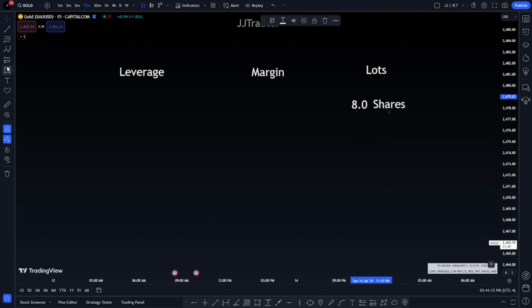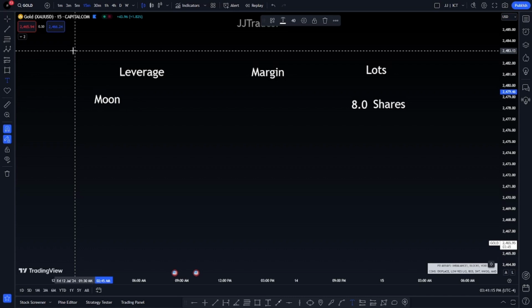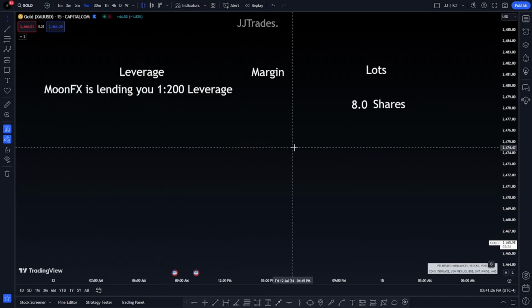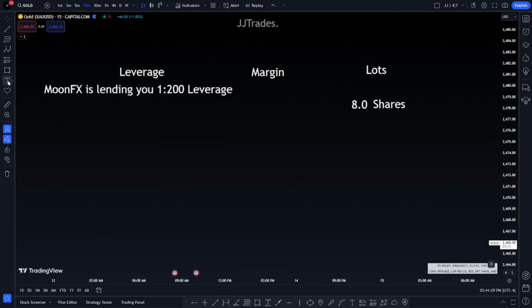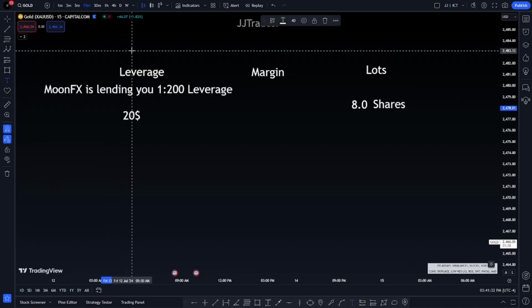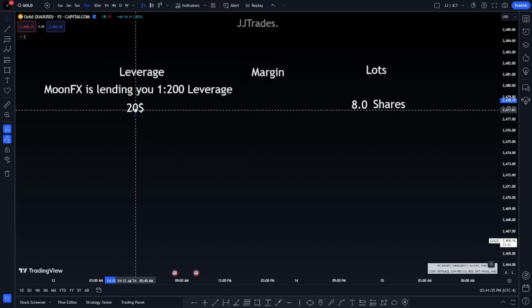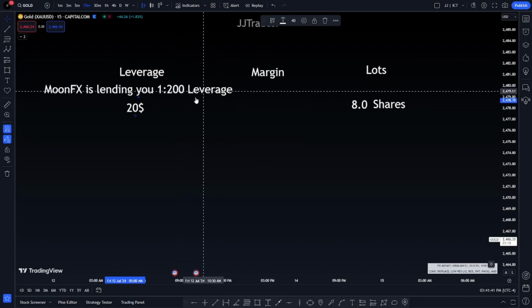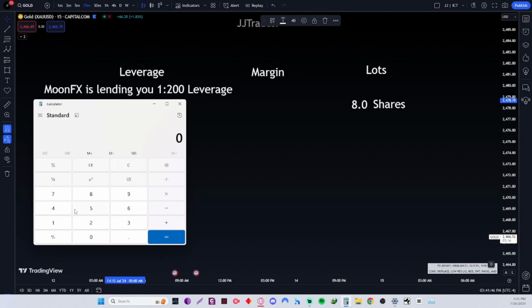So, if we go here, Moon FX is lending you 1 to 200 leverage. That's what they're lending you. And like we said, you put in $20. I'm sure you can do the math in your head. $20 times the amount of leverage they give you is the amount of buying power you have. And you can even put in a dollar. So let's say $1 times 200 leverage, you have $200 worth of buying power.